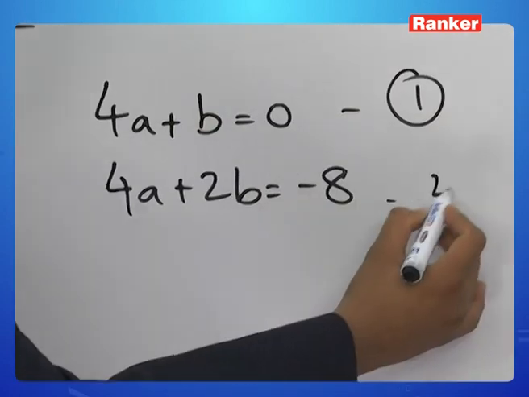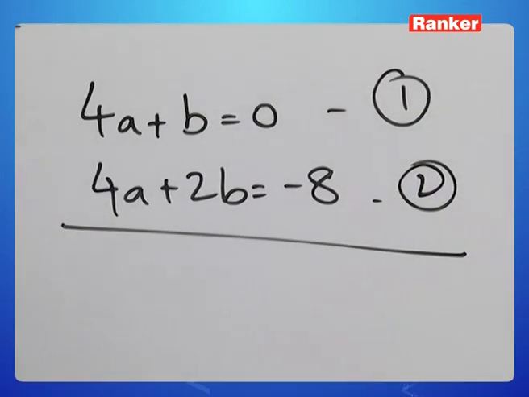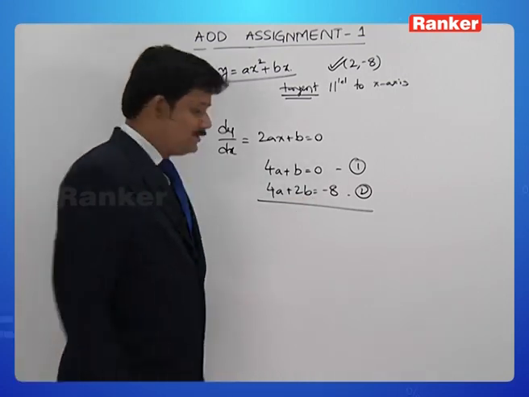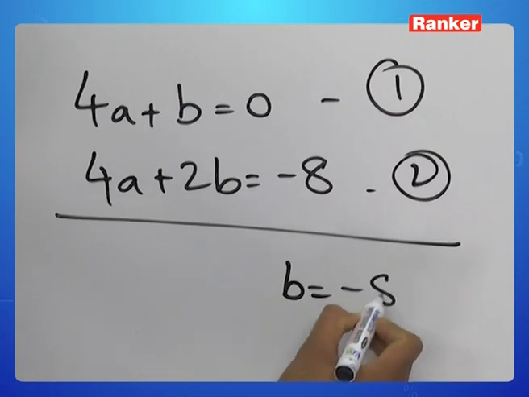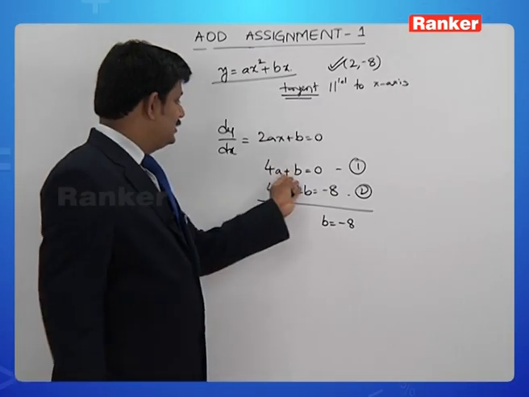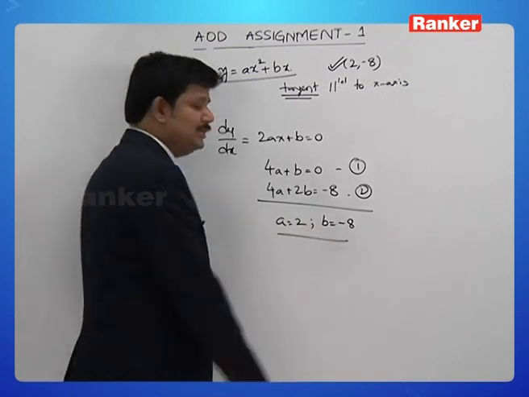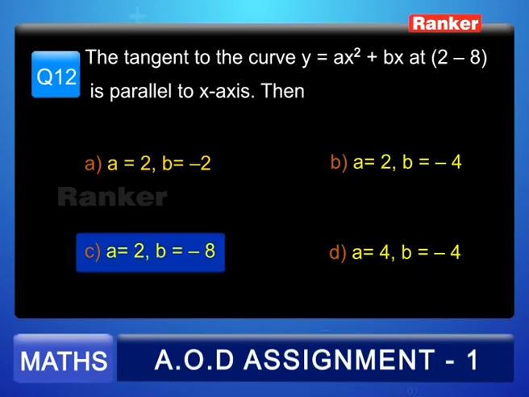So, from these two equations, we can happily get the value of a and b. Subtract one equation from the other. b, you can see, is minus 8, and taking it to the other side, the value of a is 2. So, a is 2 and b is minus 8, it is option C.